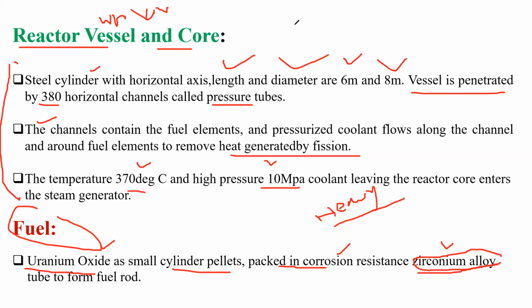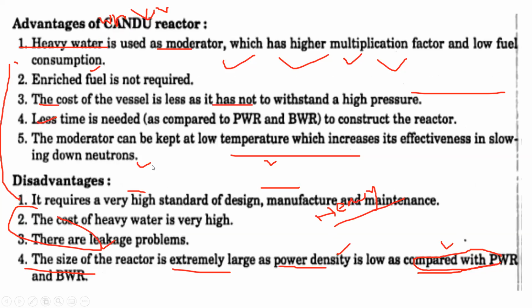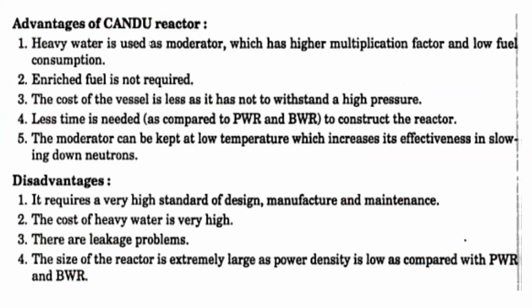Okay, now the next is, what are the advantages and disadvantages. With respect to advantages, I already told you one concept: according to the material used in the reactor, based on that material or techniques, the advantages and disadvantages are decided. Here we use heavy water as a coolant and moderator. So what is the specialty of heavy water? Higher multiplication factor and low fuel consumption.